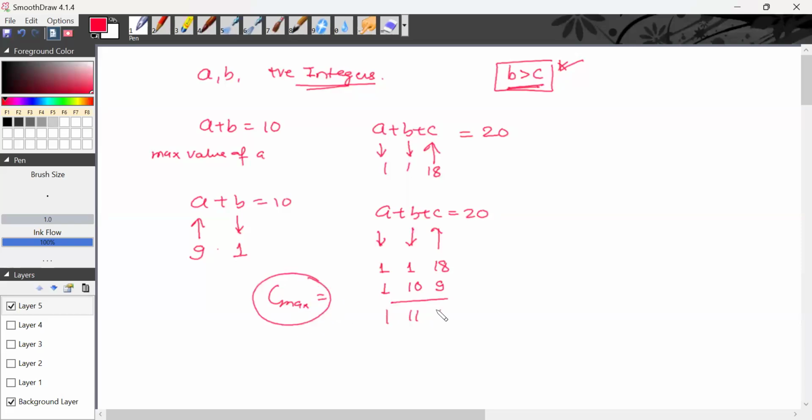There could be many other combinations that would also be acceptable. But since we have to maximize c, we are keeping the values of b and c very close to each other. Yes or no? Can I say this is the logic which I am applying here to get the maximum value of c?